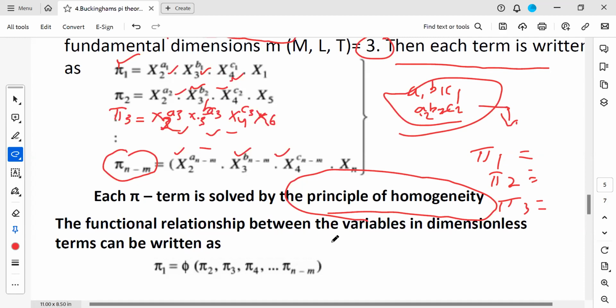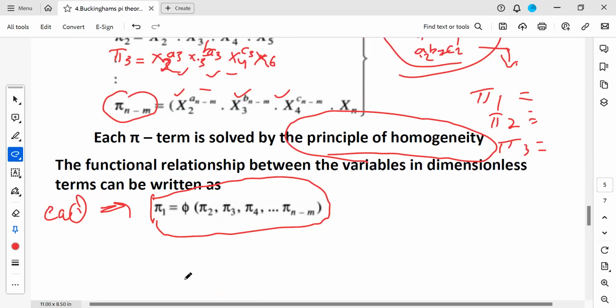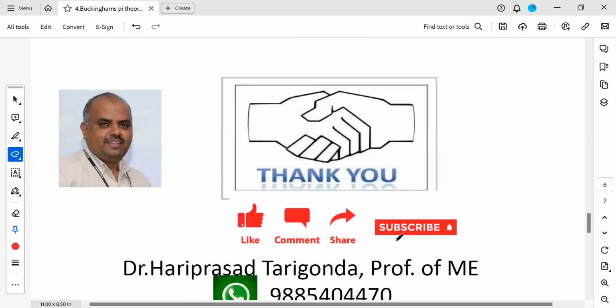So by considering all the pi terms, pi 1, pi 2, pi 3, equation 1 can be written like this: pi 1 is a function of pi 2, pi 3, pi 4, up to pi n minus m. The functional relation between the variables will be in terms of non-dimensional numbers. So this is how we develop a relation between the various variables in a physical phenomenon with the help of non-dimensional terms. This is according to Buckingham's pi theorem. I hope you understand this theorem.